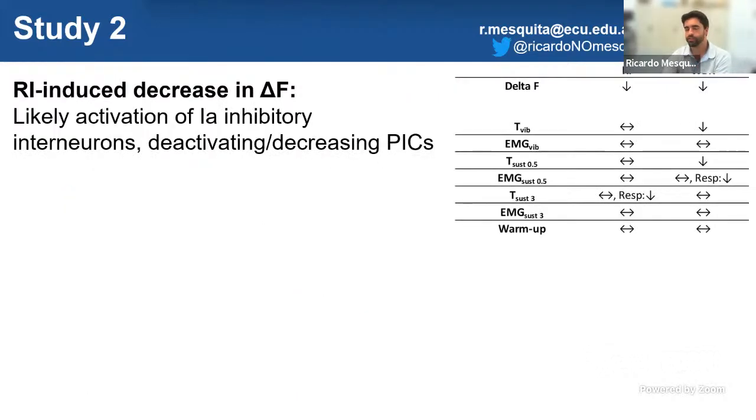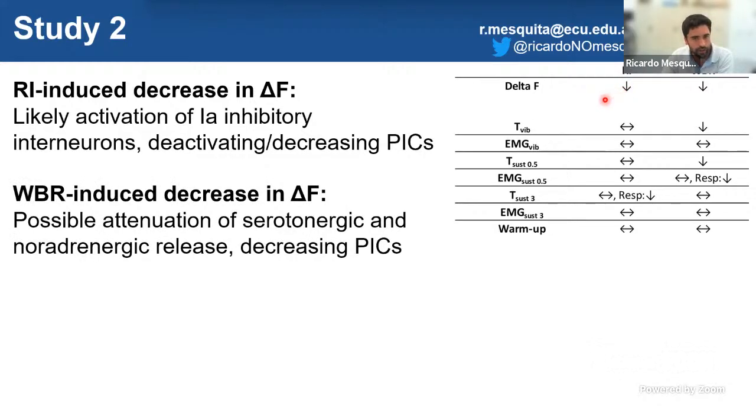So the previous studies showed the decrease in PICs during inhibitory inputs using animal models, and we now demonstrate these effects using multiple human motor units, as we can see here. And furthermore, the observation of reduction of PICs during whole body relaxation for the first time in humans is probably indicative of a decrease of a release of serotonin and noradrenaline to the spinal cord.